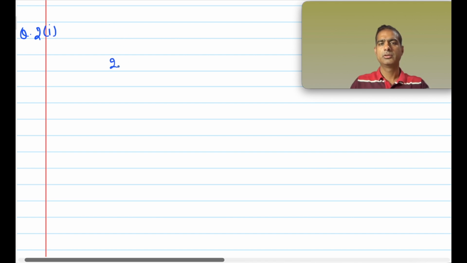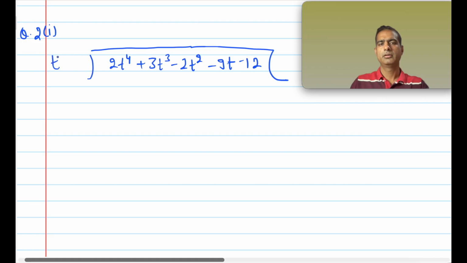So it was 2t to the power 4 plus 3t cube minus 2t square minus 9t minus 12. So this is the dividend and we have to divide it by t square minus 3. So students, as we can see, the dividend is already in the standard form and the divisor is also in the standard form.